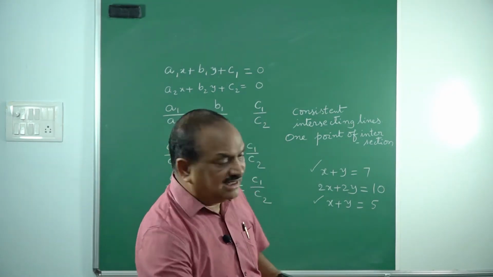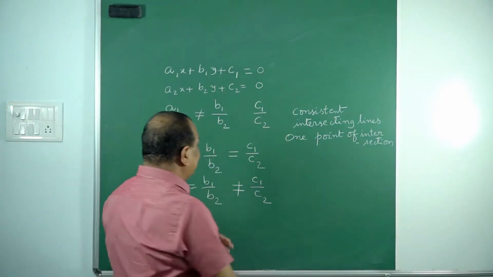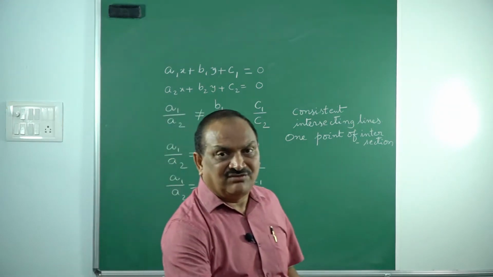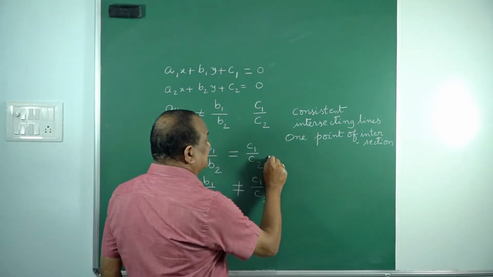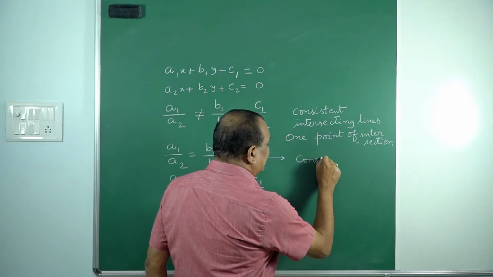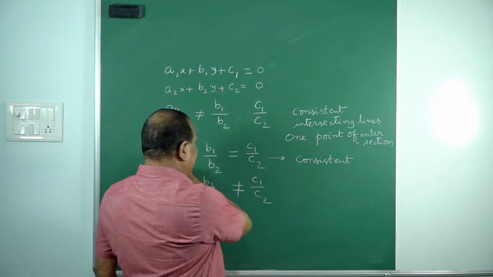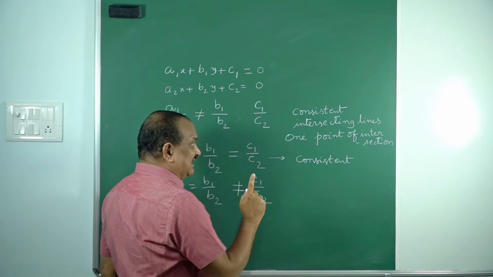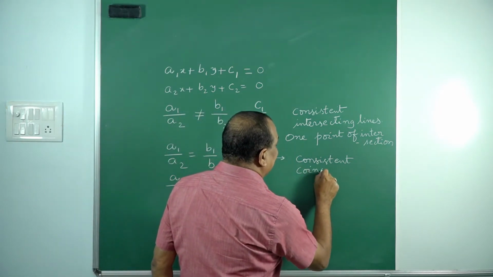So now I will generalize and write here. If all the three are the same, a1 by a2 is equal to b1 by b2 is also equal to c1 by c2, what happens? They're consistent, no problem. You are not making contradictory statements, but there are no two different lines. It's only one line. So when there is only one line, they are coincident lines.